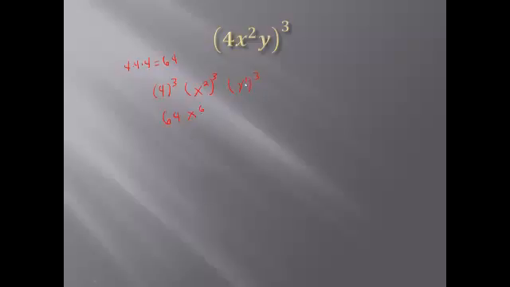Again here, y to the first power raised to the third power, power to a power. We multiply those exponents, and we get y to the third power. And this will be simplified: 64, x to the sixth, y to the third.